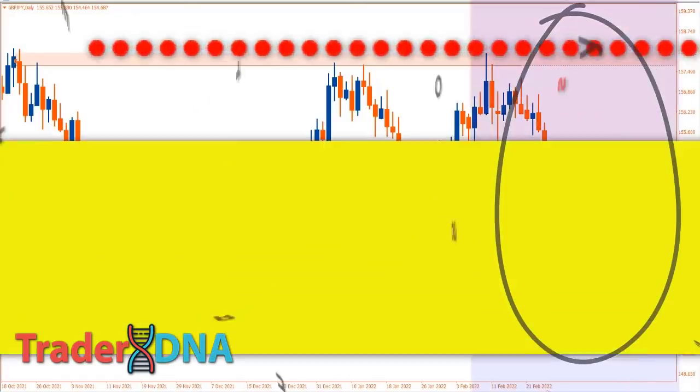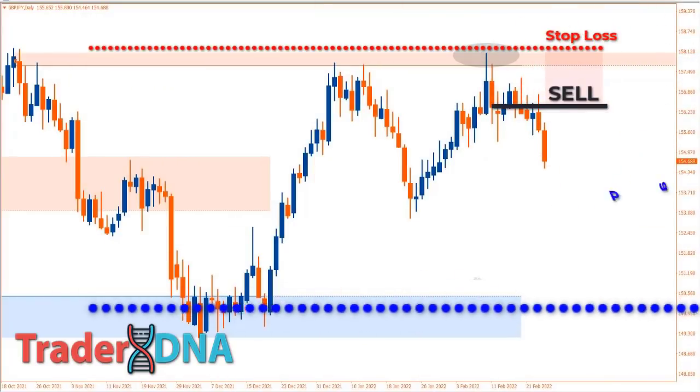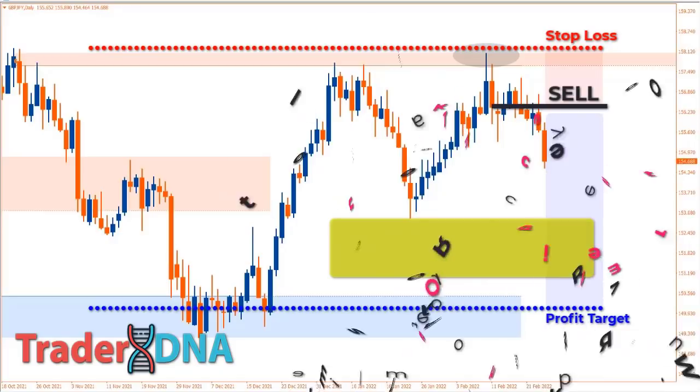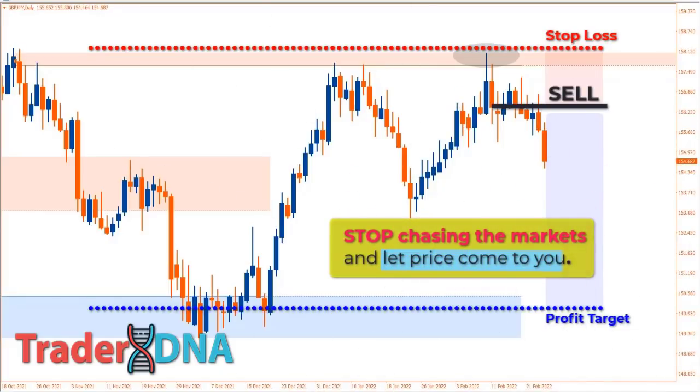But if you let price come to you, then you'll have a tighter stop loss, and this improves your risk to reward. Remember, patience pays in trading. Stop chasing the markets and let price come to you.